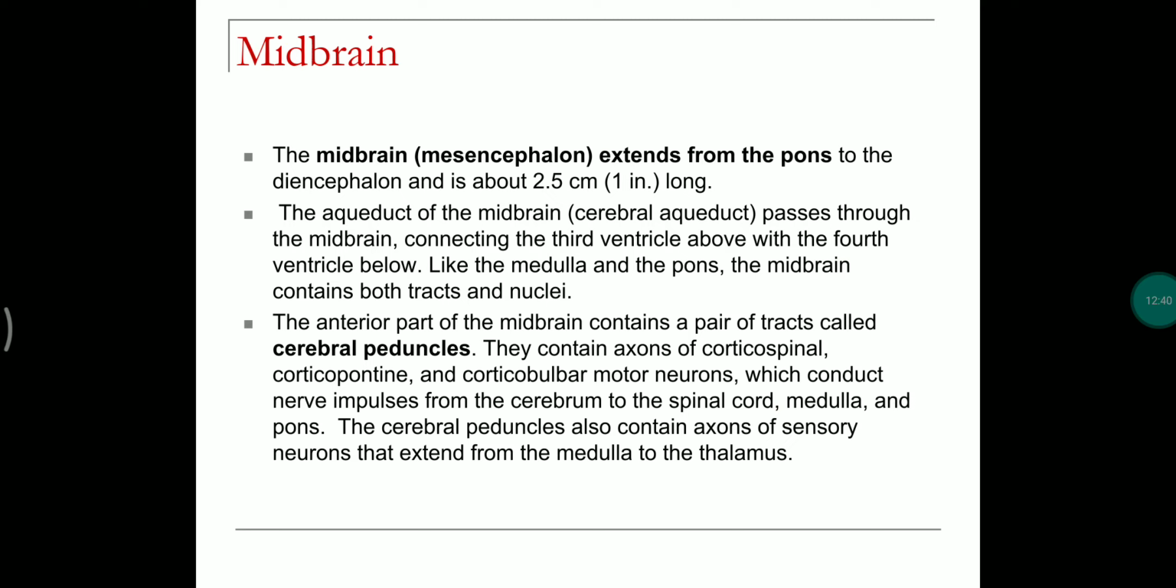The midbrain extends from the pons to the diencephalon. It consists of the aqueduct, which connects to the fourth ventricle, and anterior to the midbrain there are cerebral peduncles, which are tracts. They contain axons like corticospinal axons and corticopontine axons. Corticopontine axons means axons going to the pontine nuclei. Corticospinal axons means axons going to the spinal cord, and corticobulbar motor neurons arise from the brain and conduct nerve impulses from the brain to the spinal cord, medulla, and pons.